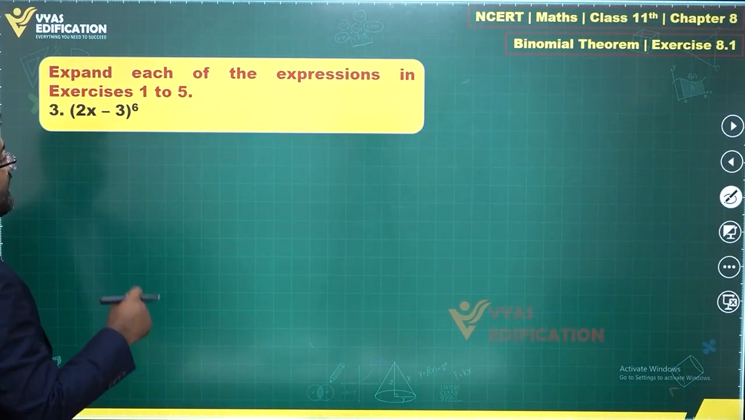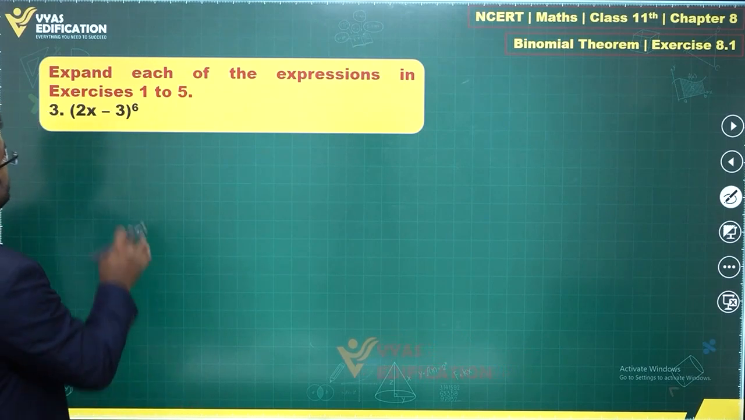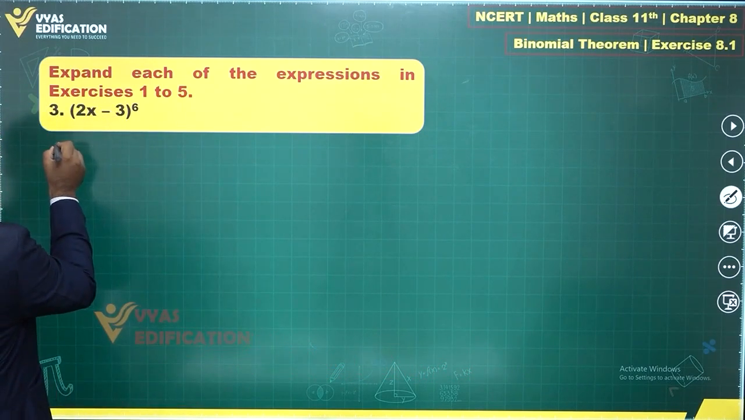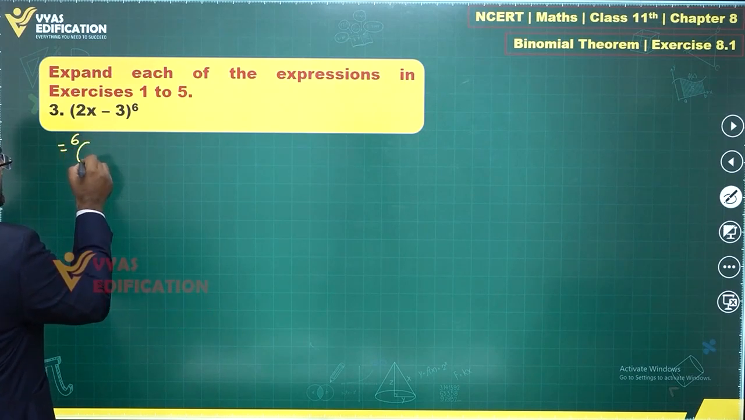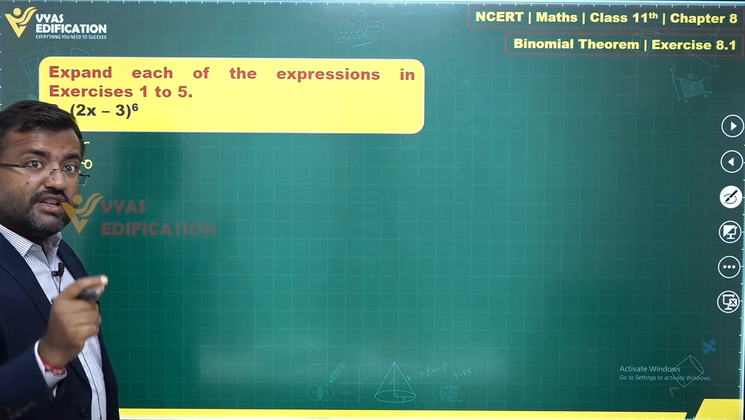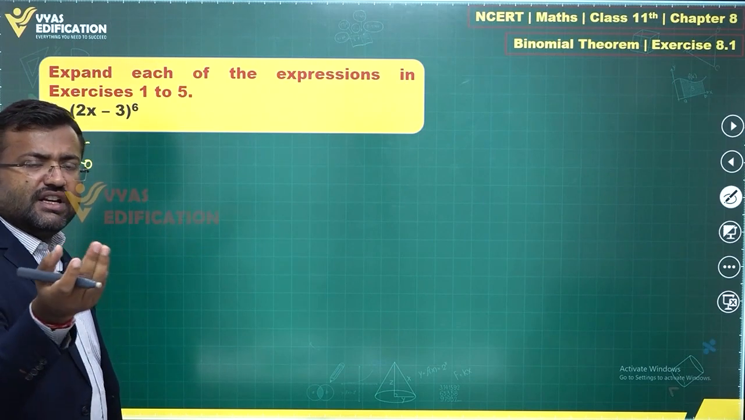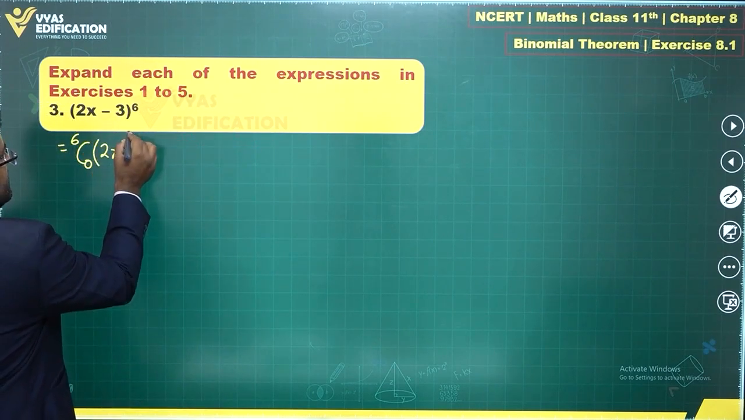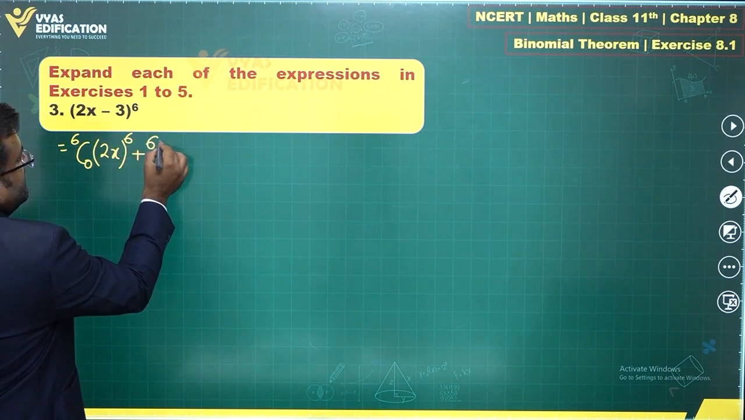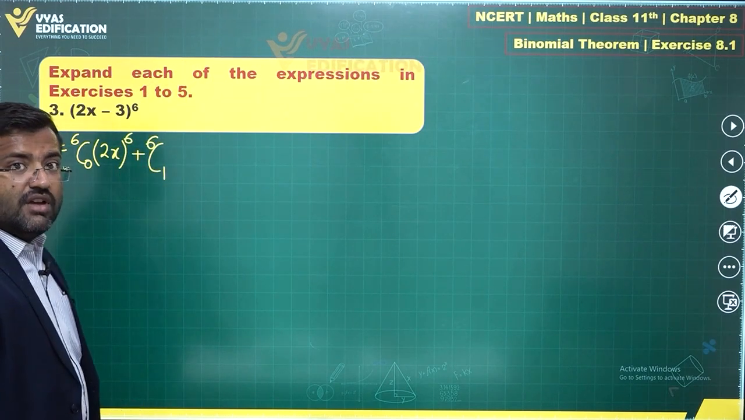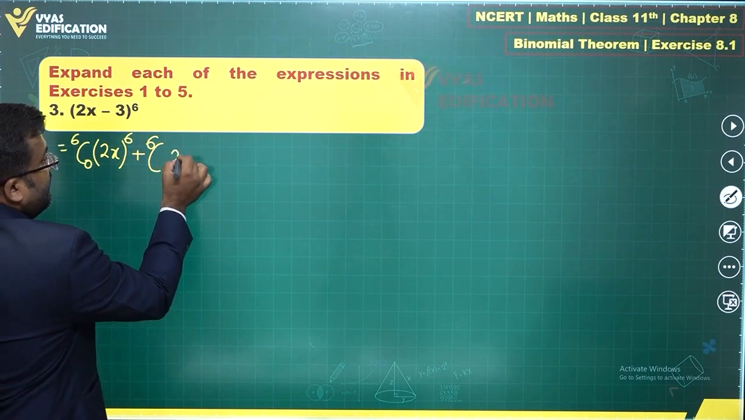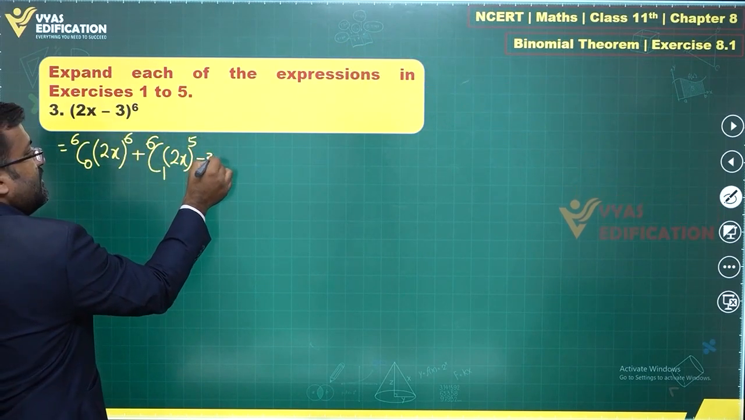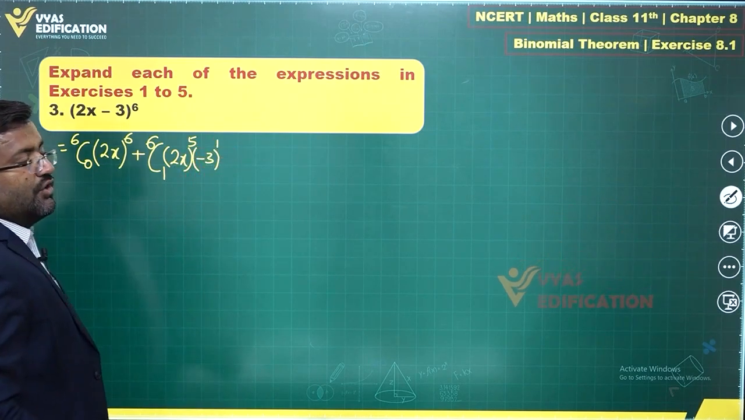So (2x - 3)^6 can be expanded by taking the first term as 2x and the second term as minus 3. Power 6 implies that your expansion starts with 6C0. First term, that is (2x)^6, second term power 0, which is simply 1. This is (2x)^6. Next term 6C1: the first term of the binomial, 2x power 5, and the second term, minus 3 power 1, is what you get in this term.